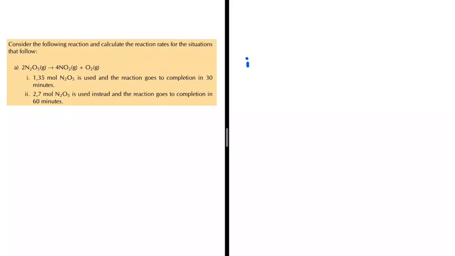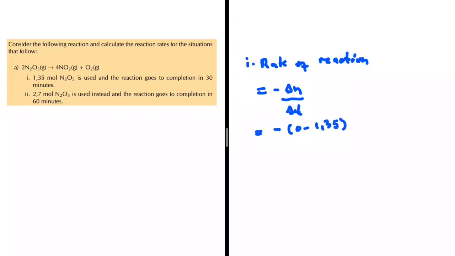Roman figure 1, we are supposed to calculate the reaction rate. So rate of reaction. What information are we given? Are we given the products or are we given the reactants? We're given the reactants, so we're supposed to have a minus sign, right? So minus the change in the number of moles of N2O5 divided by the change in time. So this is going to be equals to minus 0 minus 1.35, everything divided by the time taken.